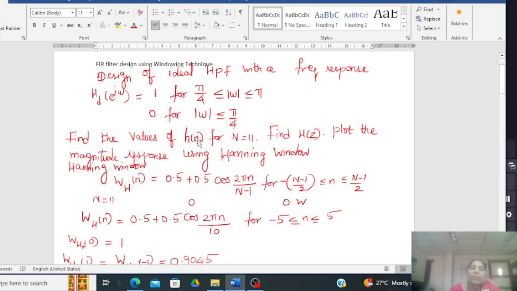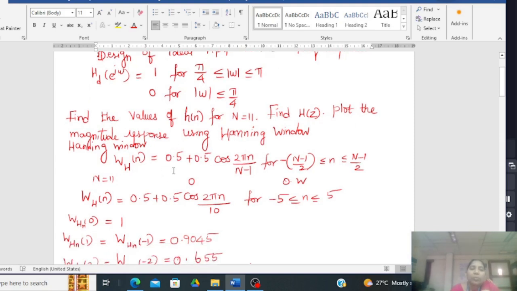We need to find out the values of h of n for N equal to 11 and find H of z. Then we need to plot the magnitude response using Hanning window. So we know that the Hanning window function is w_H of n equal to 0.5 plus 0.5 cos 2 pi n by N minus 1, where small n varies between minus of N minus 1 by 2 to N minus 1 by 2. So we have to substitute N equal to 11 in the above formula.